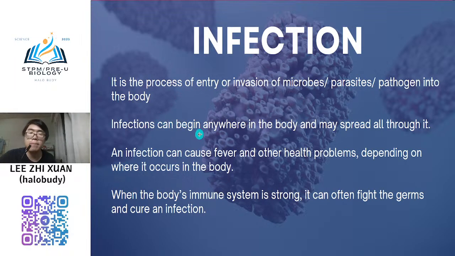This infection can begin anywhere in your body. When the microbes settle there, that part will have infection. For example, if the microbes settle in your lung, your lung will be infected. If the pathogens settle at your eye, your eye will be infected. It can begin anywhere as long as the pathogens accumulate there. Infection can cause fever and other health problems depending on where it occurs in the body. When the infection occurs at your lung, your lung function will decrease, so you will find it very difficult to breathe.